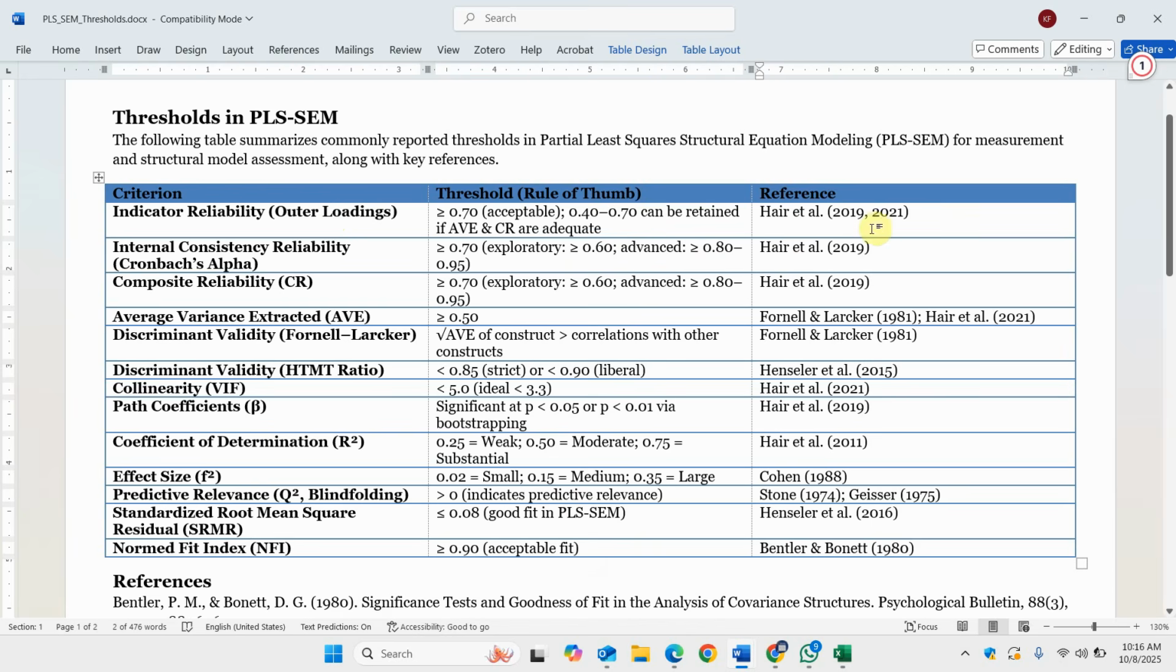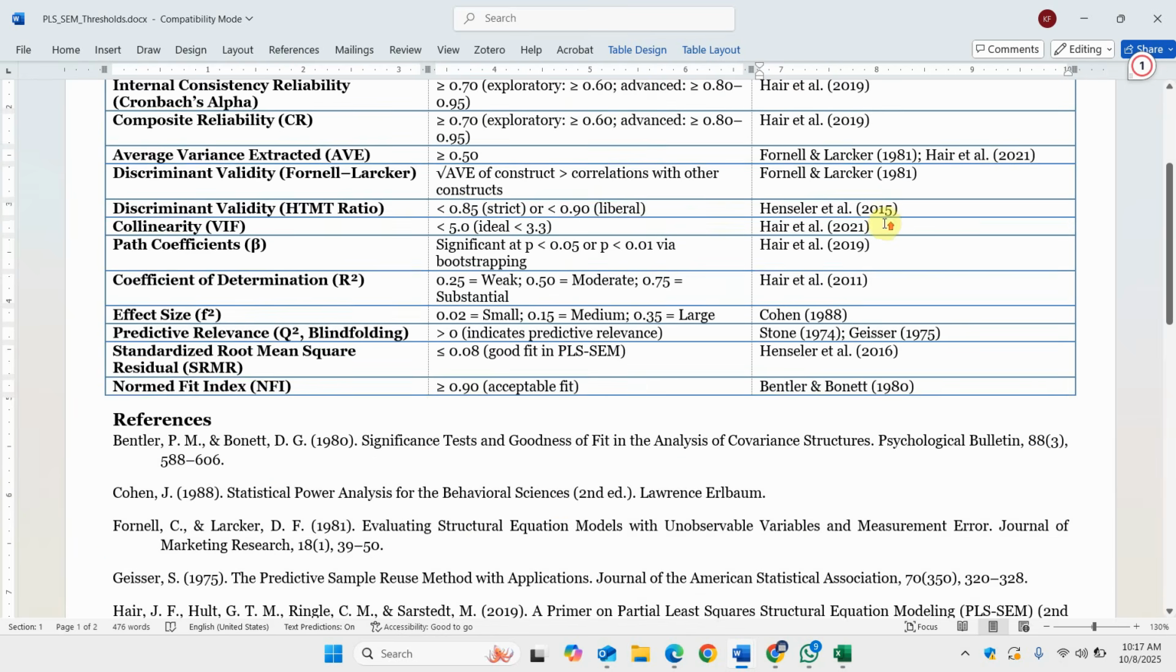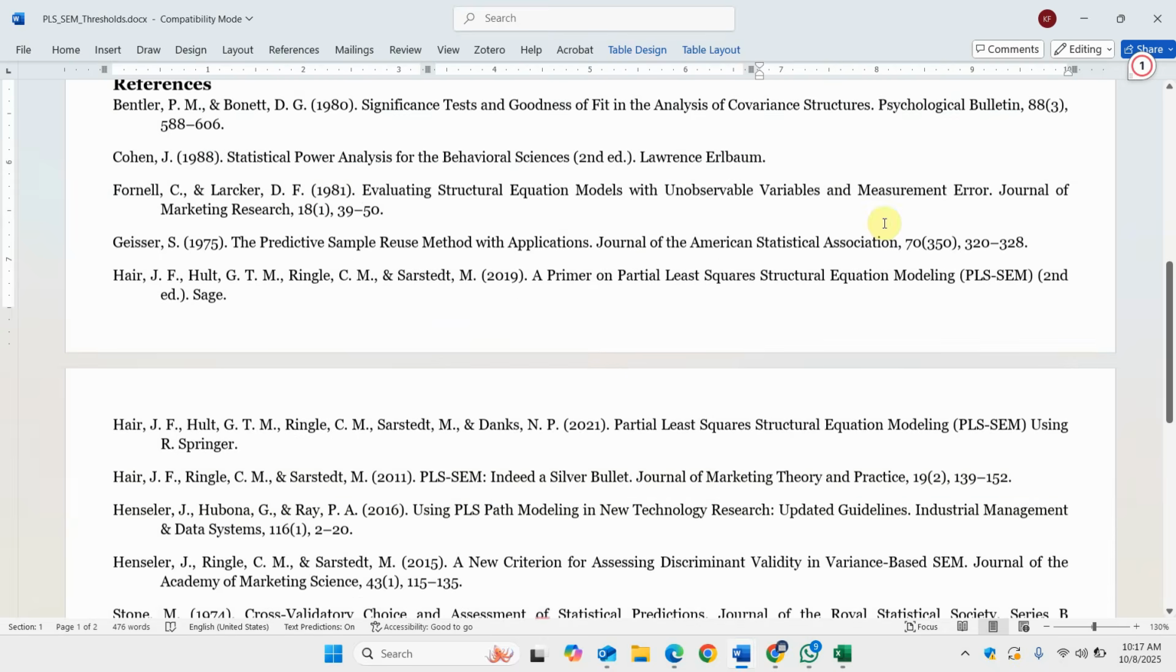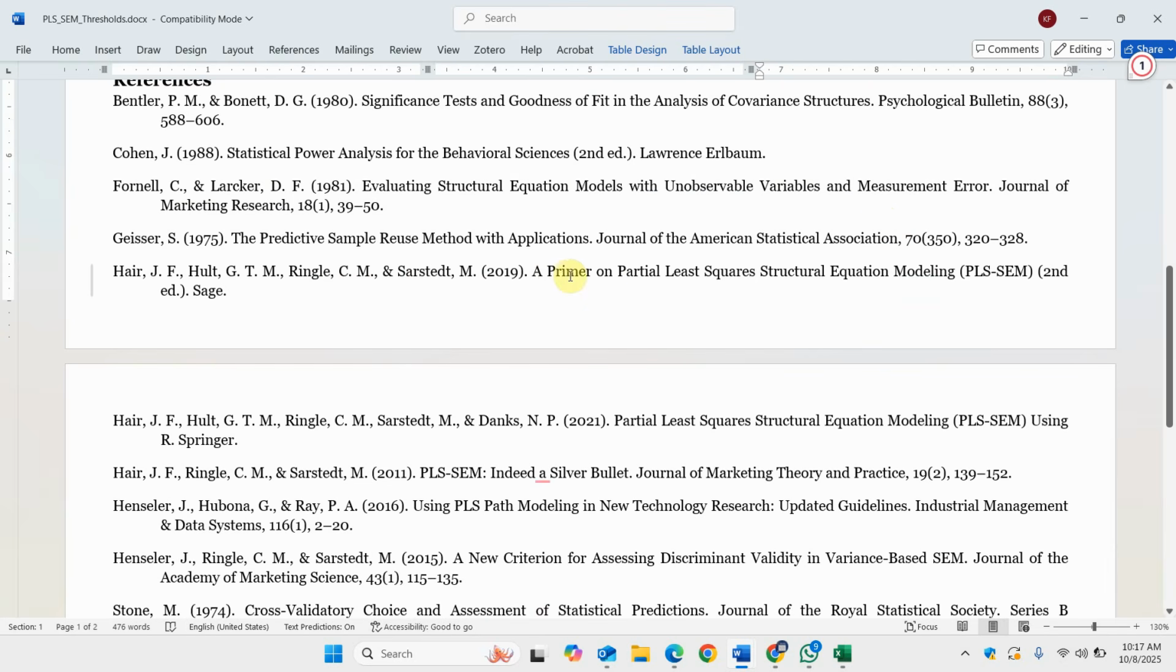Now, the reference is Hair et al. 2019 and 2021. So here it is. Hair et al., A Primer on Partial Least Squares Structural Equation Modeling, second edition, and 2021, Partial Least Squares Structural Equation Modeling Using R: A Workbook.